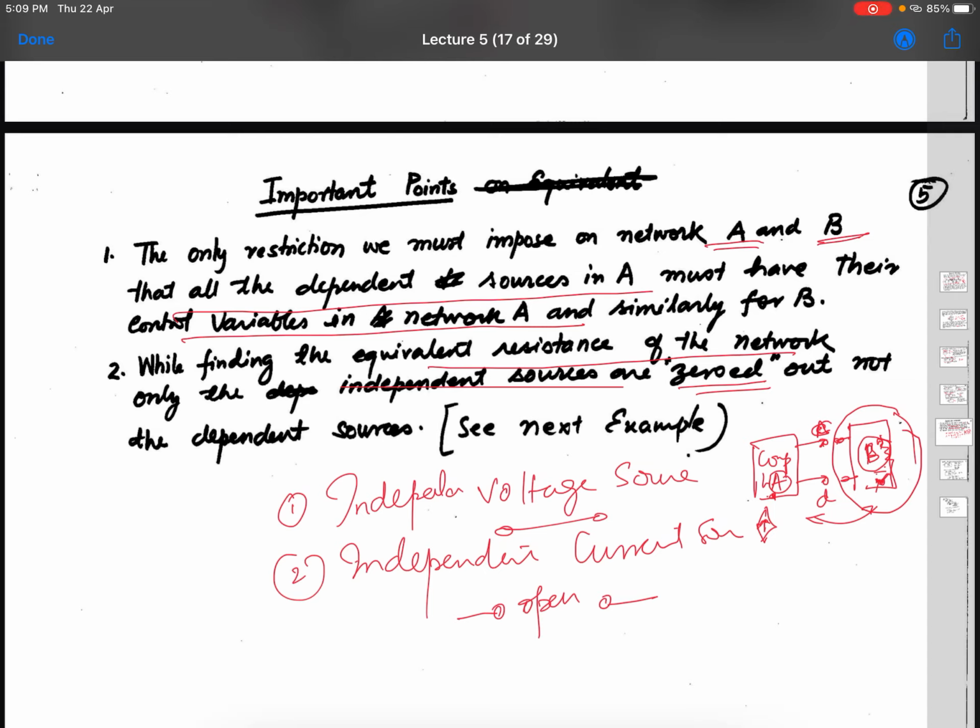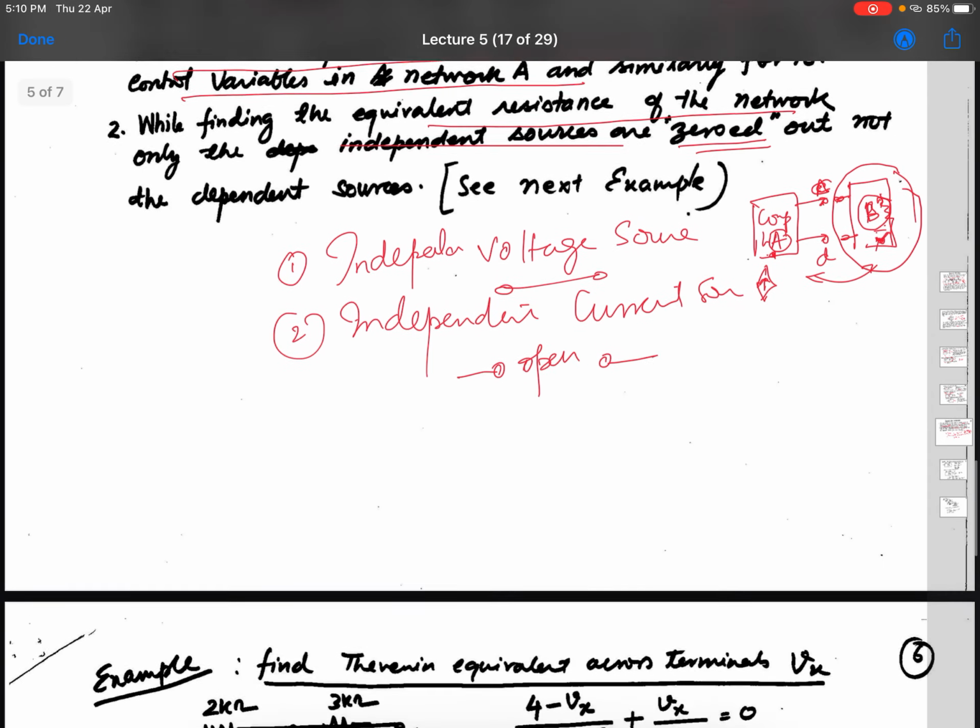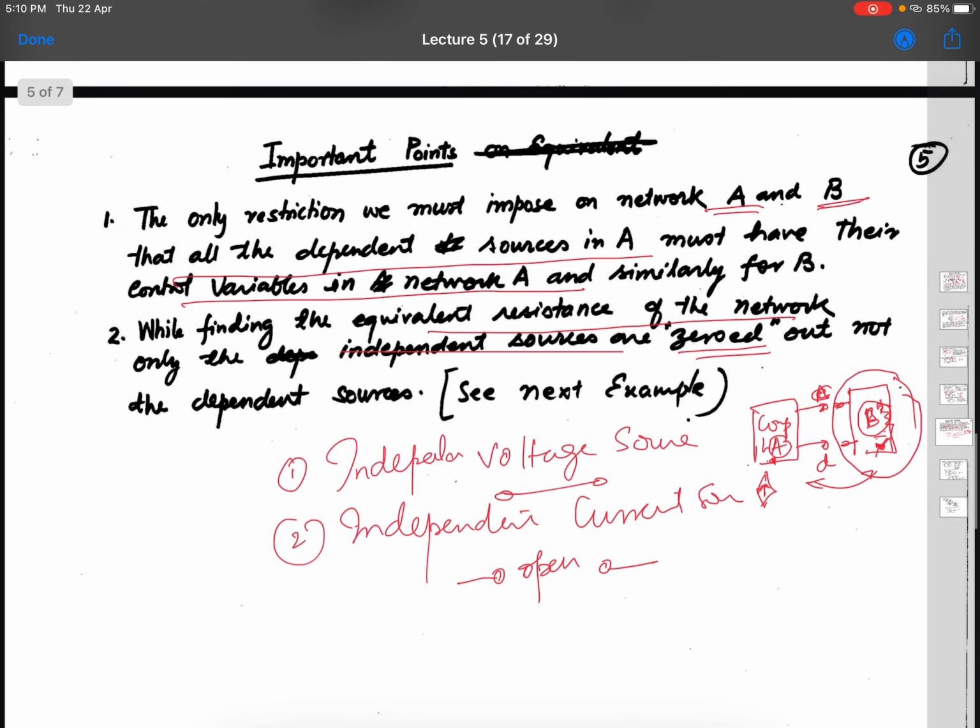So I'll stop here for the first part. We'll see another example, a slightly complicated example, in the next part of the lecture.